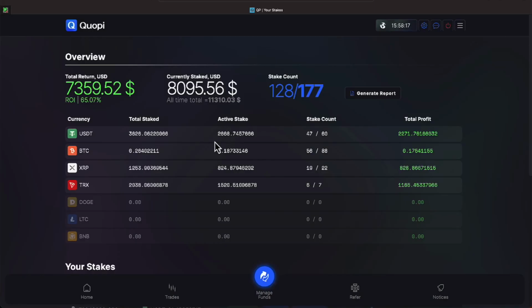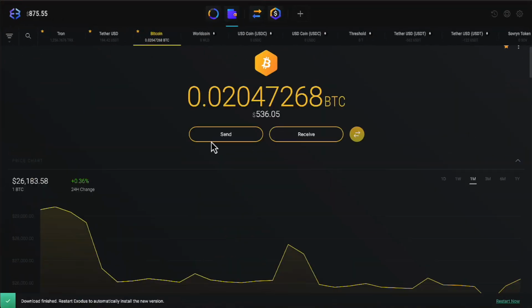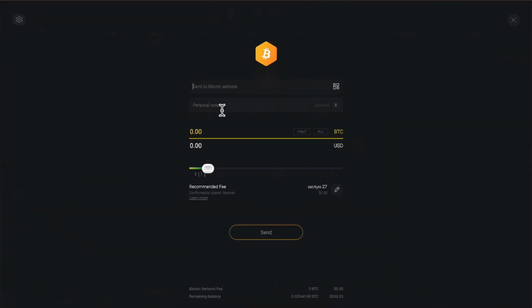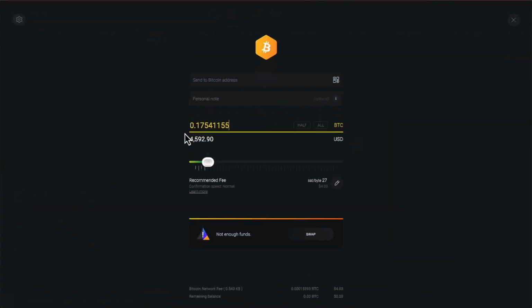And right now, our account balance all-time total is $11,310.03. We have 128 stakes. Our current staked amount is $8,095.56. And our total return has been $7,359.52, and our return on investment has been 65.07. Let's copy this number here in Bitcoin, and let's go over to our Exodus wallet, everyone, and let's go over and find out how much profit have we received in Quopi on Bitcoin.